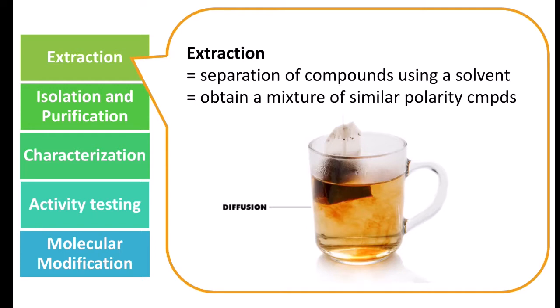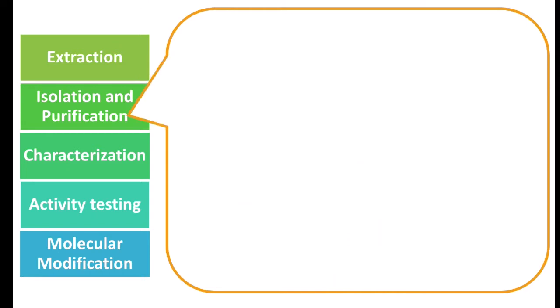For example, you only want to work on water-soluble compounds from a plant. So, you will soak your plant material in water. You will get now your aqueous extract. Depending on the compounds that you want to obtain, you can change the polarity of the solvent. So essentially, tea and coffee are just aqueous extracts of leaves and coffee beans. Okay, next.